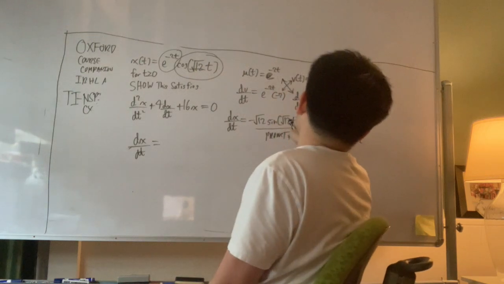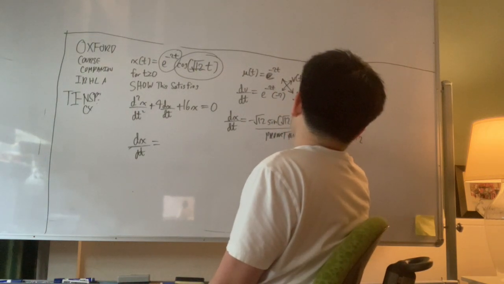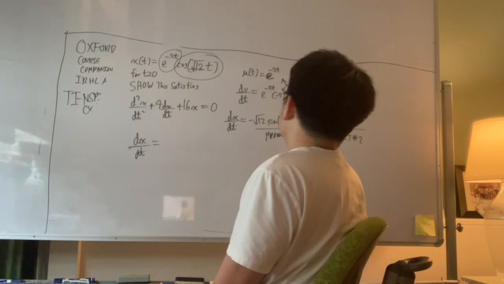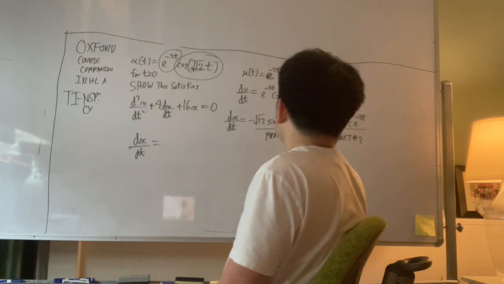I don't know if this is going to save time, but for dx dt, we can factor out e to the negative 2t. And actually, square root of 12 is 4 times 3, so that's 2 root 3.